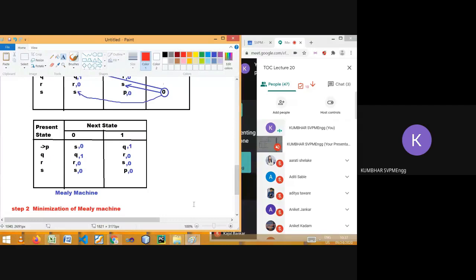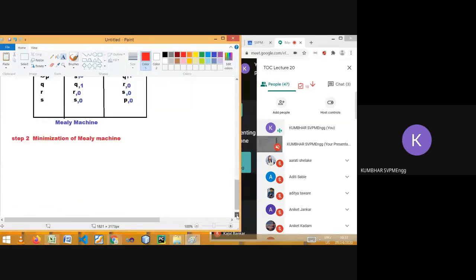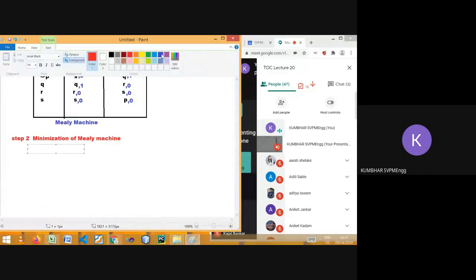But fortunately, the answer we got for this Mealy machine is already minimized. No further partitions are there. So at this stage, I can't show you how to do that partition. We will take another example for it.